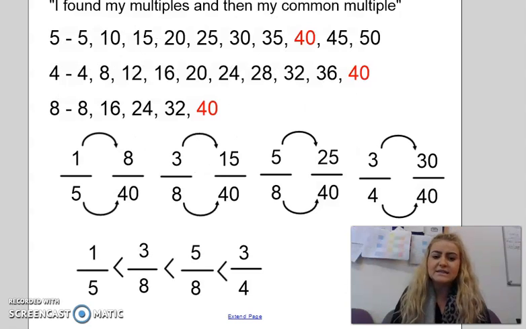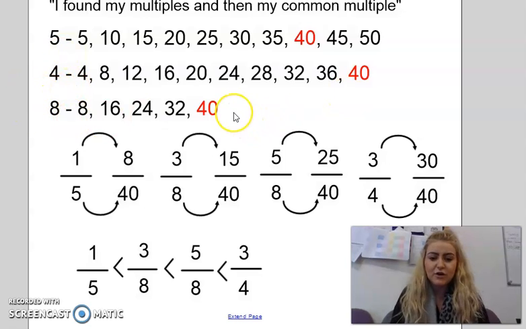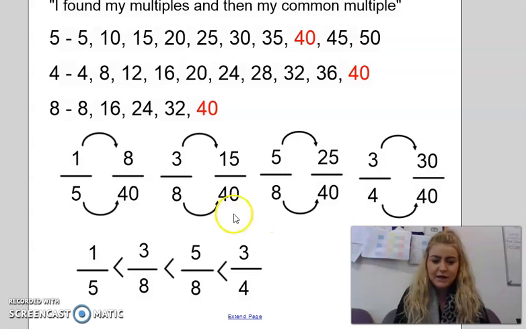So he then says, I found my multiples and then my common multiple. So you can see here he's listed his multiples of 5, multiples of 4, multiples of 8, and found that 40 was his common multiple. And then he scaled them like this. Is that what you did? And then he's ordered them. Is that the answer that you got?